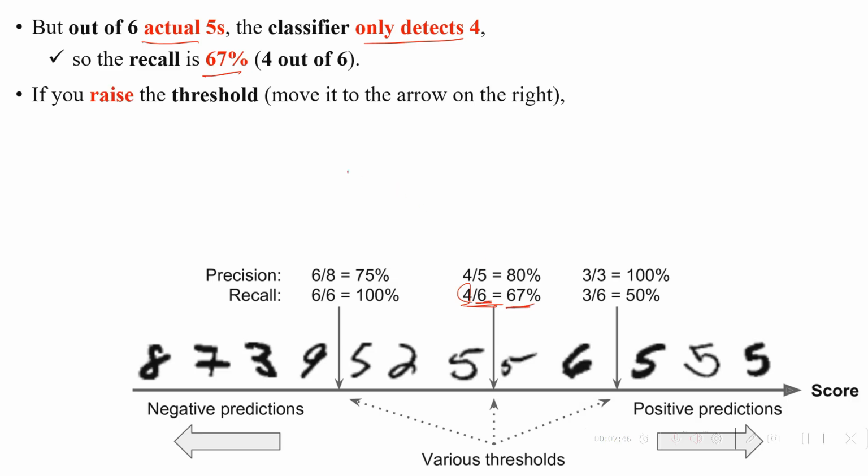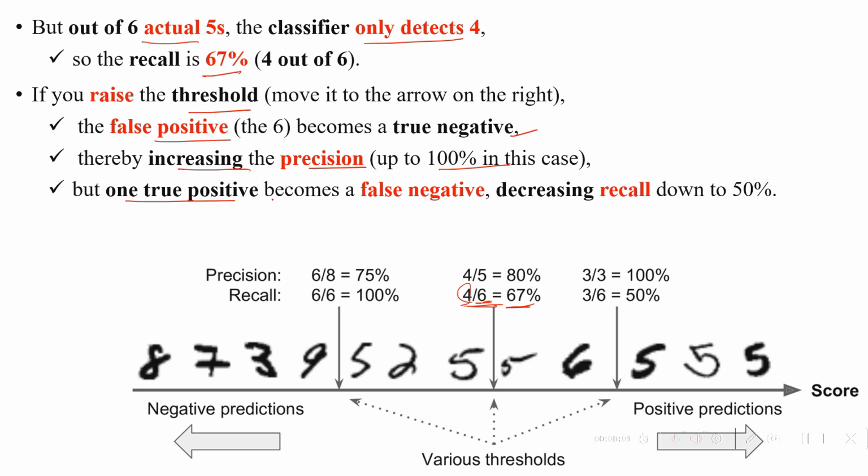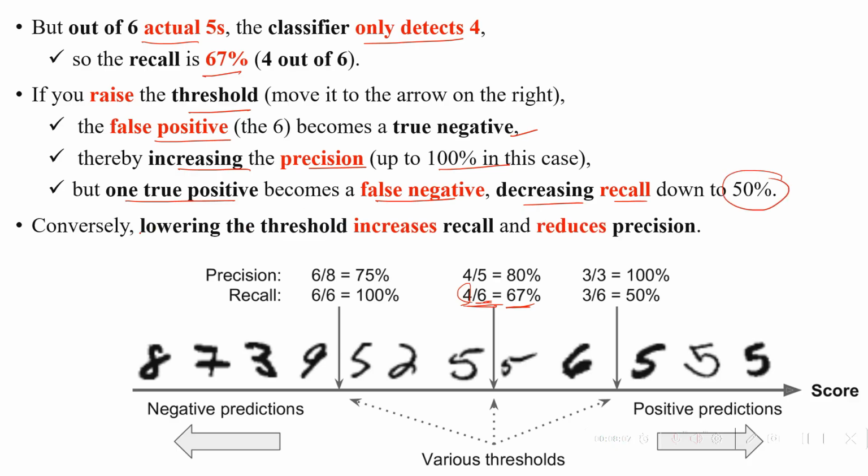If you raise the threshold value, that is, moving the arrow to the right-hand side, the false positive becomes a true negative, thereby increasing the precision up to 100%. But one true positive becomes a false negative, decreasing the recall down to 50%. So lowering the threshold value increases the recall value and reduces the precision value.